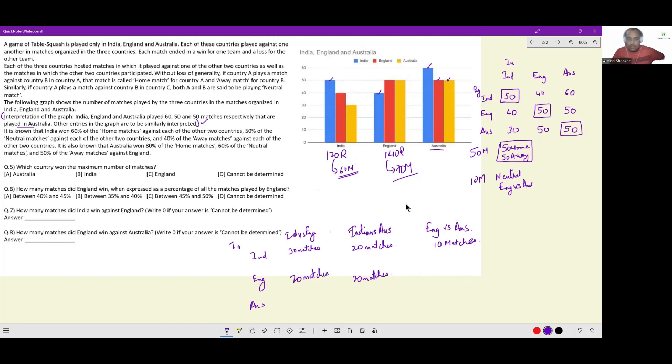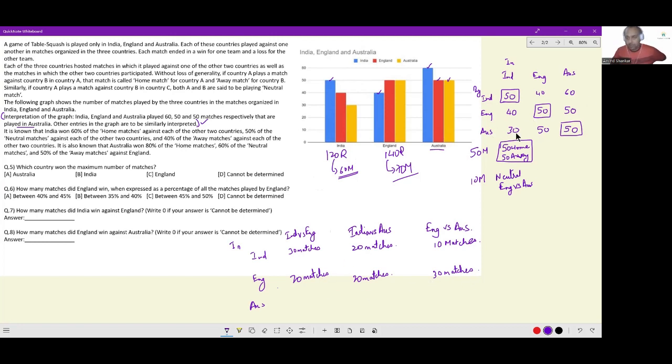And now England versus Australia. Let's see. In England versus Australia, England has played 20 matches here. England needs to play 30 more. So there will be 30 matches here.